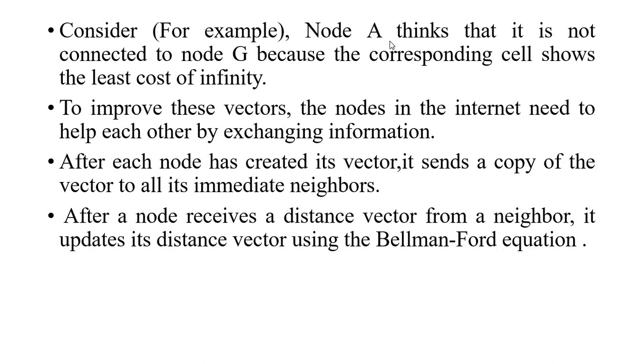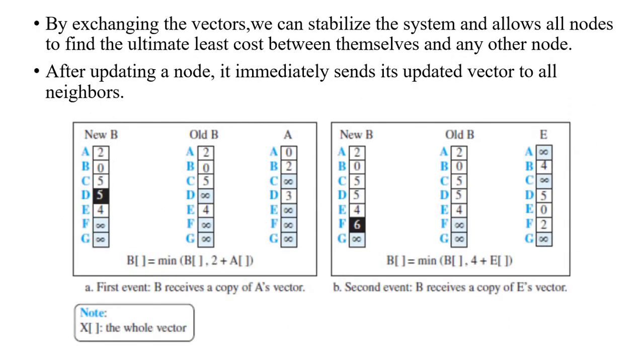So in this example, consider that node A thinks that it is not connected to node G. At first it will collect the information from the neighbors, and it will get updated based on the Bellman-Ford concept. All the immediate neighbors will share their own information with their neighbors, and after collecting the information every node will make its update.